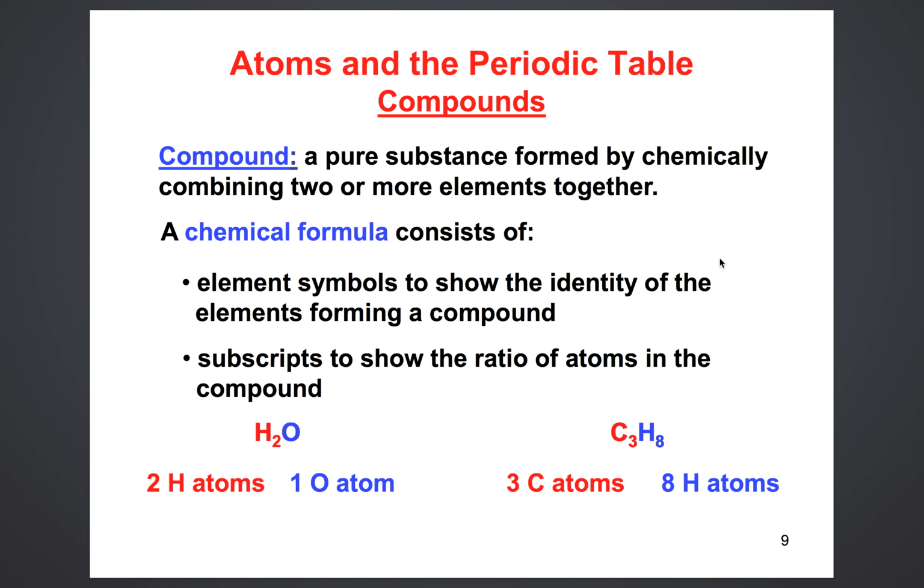So H is hydrogen and O is oxygen, and if they are separate, they can be called elements. When they combine, they become a compound. In H2O there are two hydrogen atoms and one oxygen atom. Basically, there's no S when we pronounce atom for one oxygen atom. And C3H8 is carbon and hydrogen: there are three carbon atoms and eight hydrogen atoms.